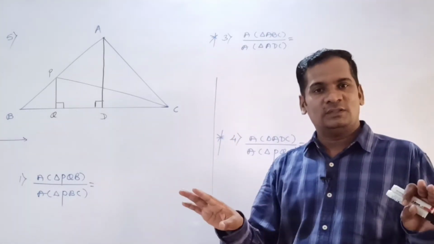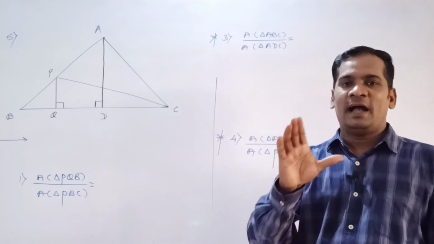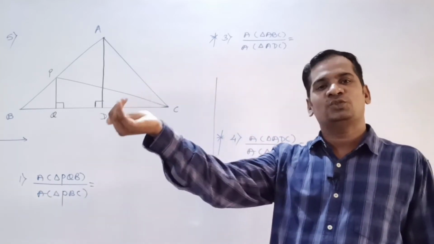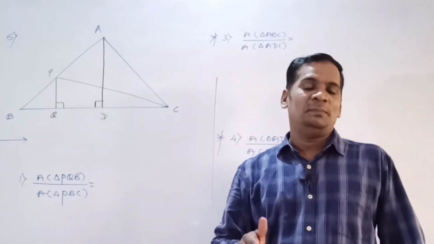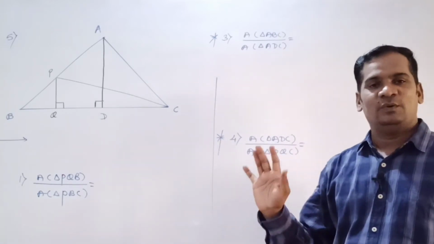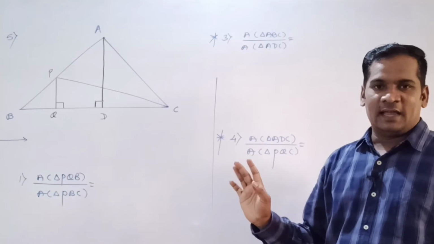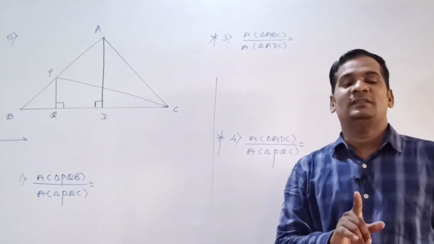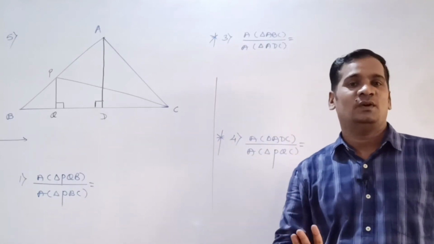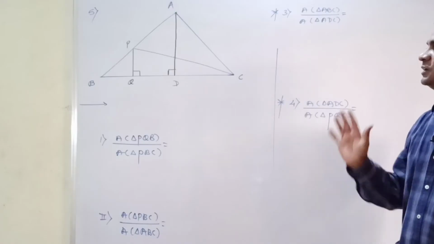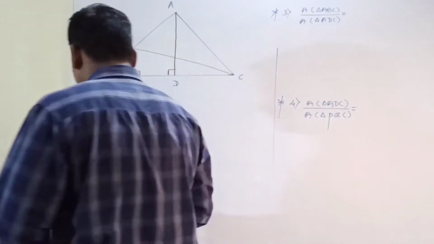Okay, if both are different to each other. If height is the same, then we will take the ratio of their bases. If base is same, at that time we will take the ratio of their heights. And if both are same, at that time that ratio will be 1 raised to 1. Mind you, these are the 4 properties. So let's start with the answer.